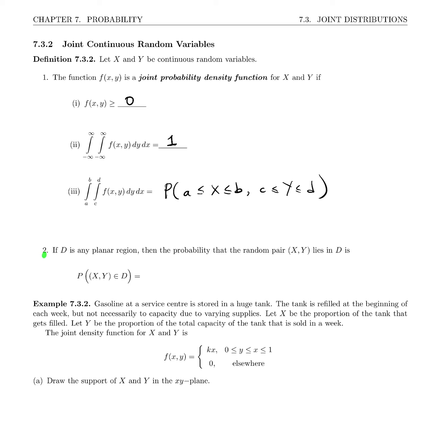Second part of the definition, if D is any planar region, then the probability that the random pair x, y lies in D. So I can imagine some region of the plane, and here the probability that when I take a value of x and y, that it lies within that region D. So the probability that x, y is in D is the double integral over that region D of f of x, y dA.